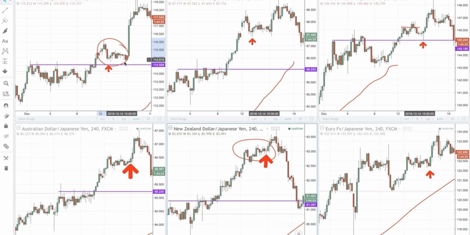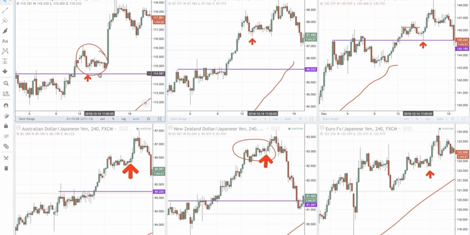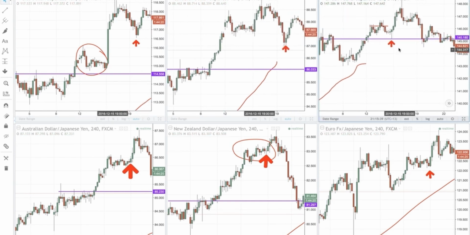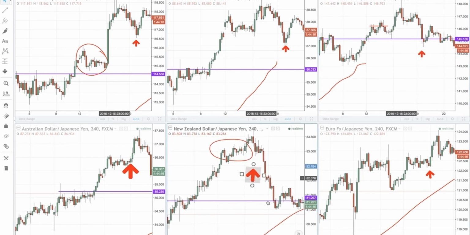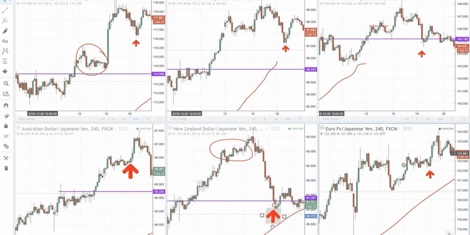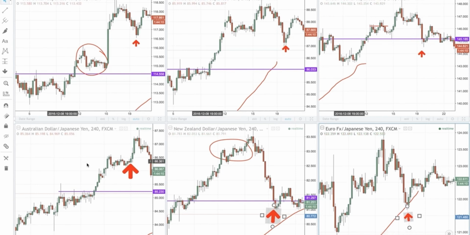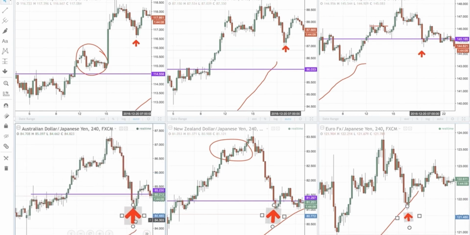And then afterwards, if you look at the market, look at this one. See, look at the sells there. The following effect after it. Look at the following effect on this one. Look at the following effect on this one. Look at the following effect on New Zealand yen. Look how low that comes. Look at the following effect on Euro yen. And the following effect on Aussie yen.